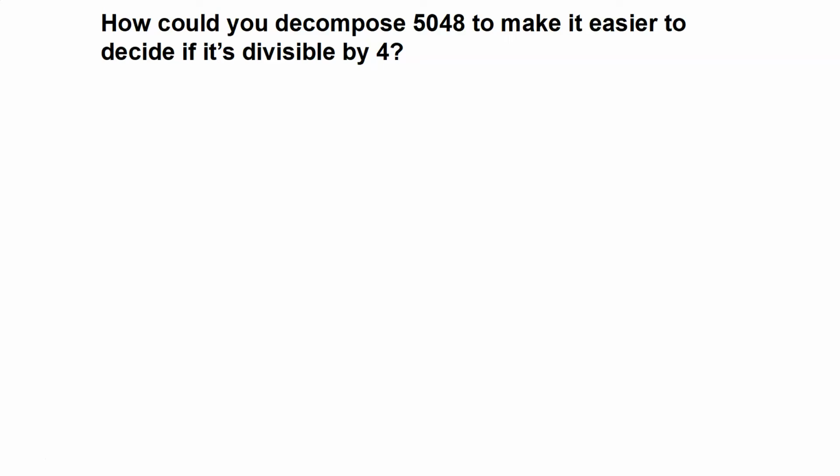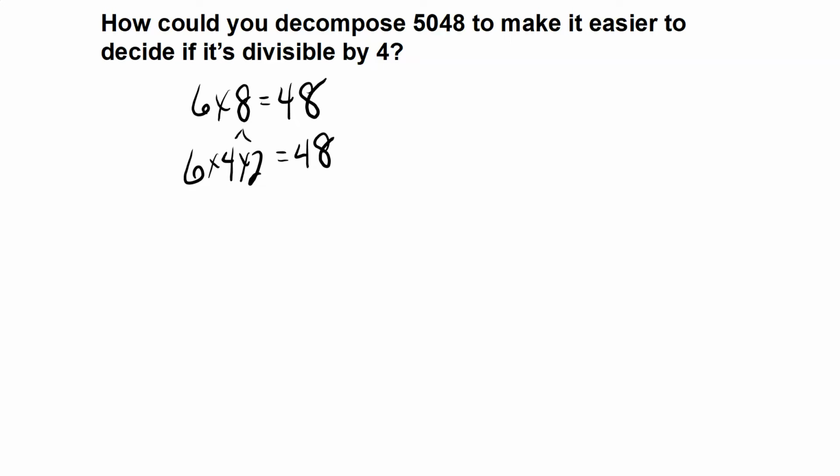How could you decompose 5048 to make it easier to decide if it's divisible by 4? Decomposing a number, there are always going to be many ways to do that. In this case, the first thing I looked at is, I know I'm dealing with 4, and that's a familiar thing because 4 times 25 is 100. I'm always familiar with that because of counting money. The first thing I noticed, though, is I've got a 48 at the end, and with 48 I remember that 6 times 8 is 48. And I know that, obviously, 8 is 4 times 2. So 6 times 4 times 2 is equal to 48.